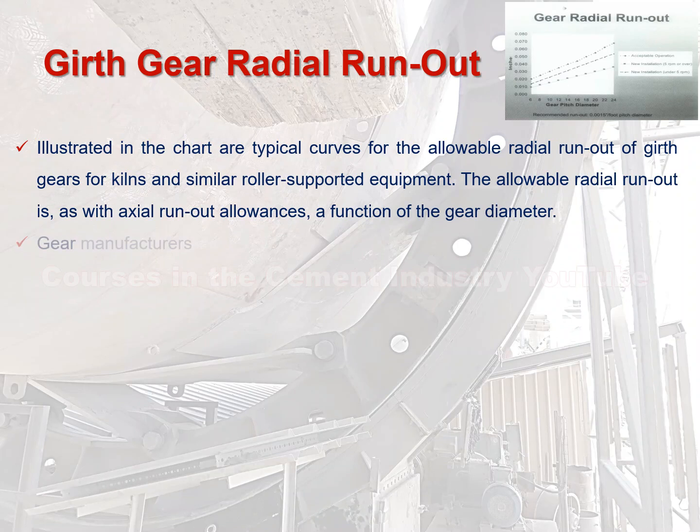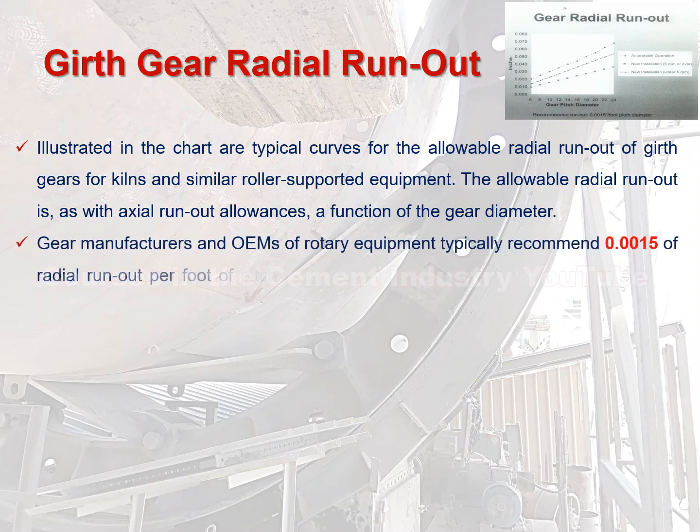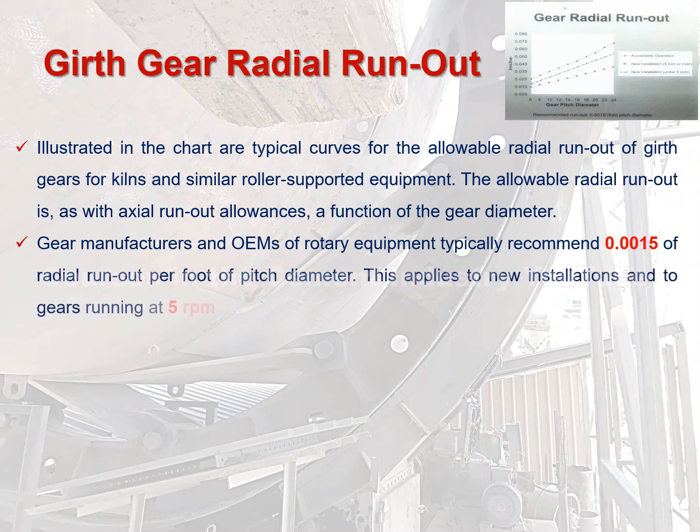2. Gear manufacturers and OEMs of rotary equipment typically recommend 0.0015 of radial runout per foot of pitch diameter. This applies to new installations, and to gears running at 5 RPM and over.